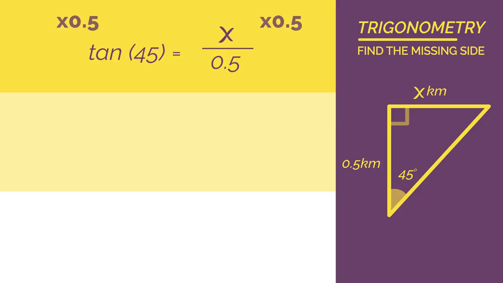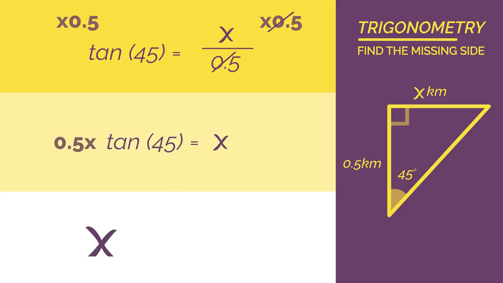A little bit of rearranging, so we multiply both sides by 0.5 and type into our calculator 0.5 times tan 45 and we get x equals 0.5 kilometres.